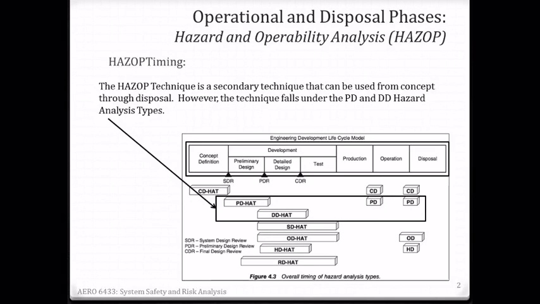Additionally, as the system proceeds through its life cycle, if you conduct the HAZOP repetitively or at different stages, after more system and operational knowledge is gained, that can help more comprehensively analyze the system as you go through the different stages in the life cycle.